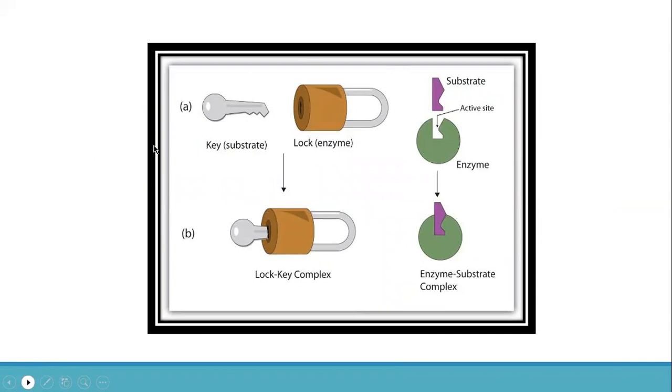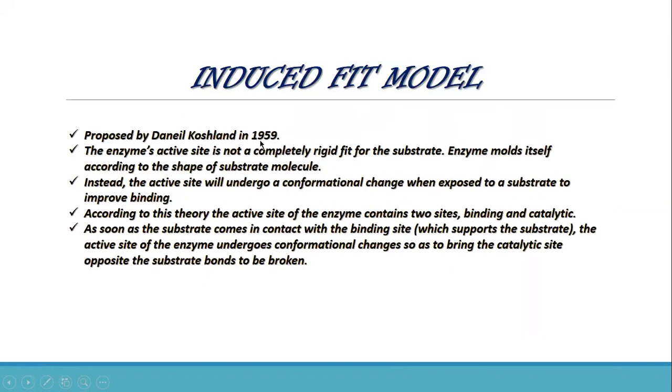The induced fit model was proposed by Daniel Koshland in 1959. According to this theory, the active site of an enzyme contains two sites, a binding site and a catalytic site. As soon as the substrate comes in contact with the binding site, the active site of the enzyme undergoes conformational changes so as to bring the catalytic site opposite to the substrate bonds to be broken.